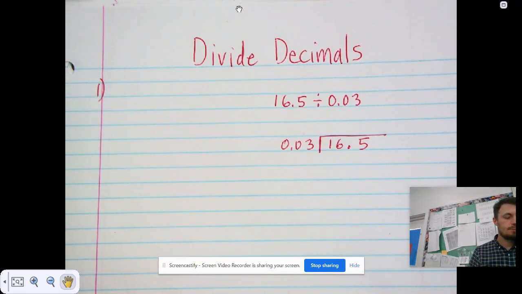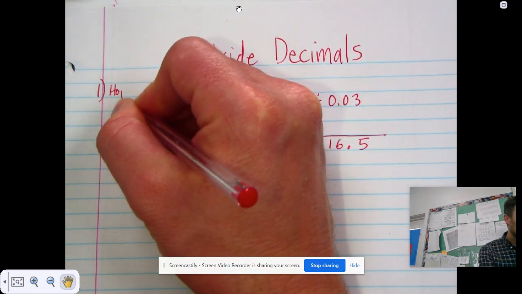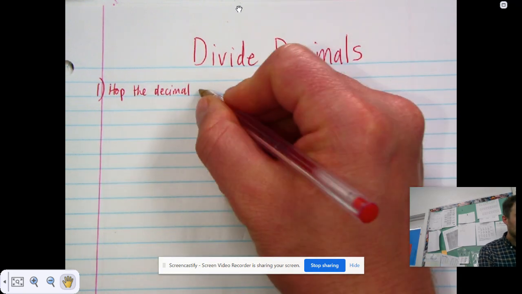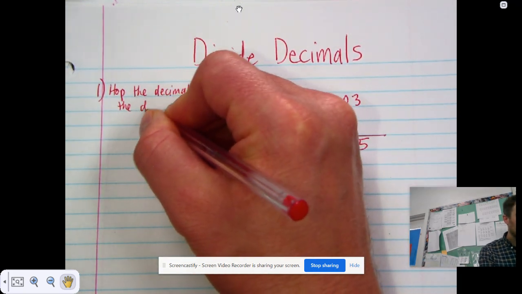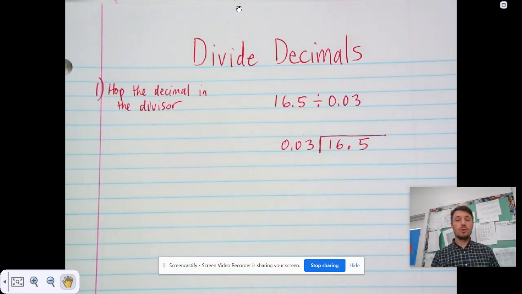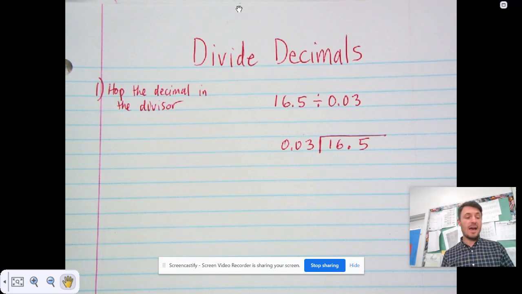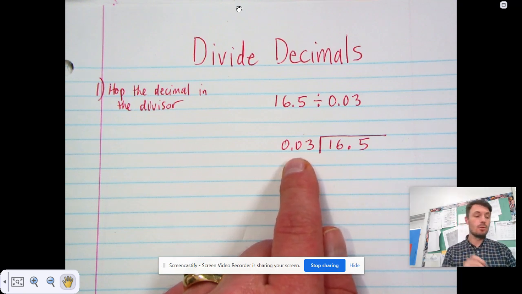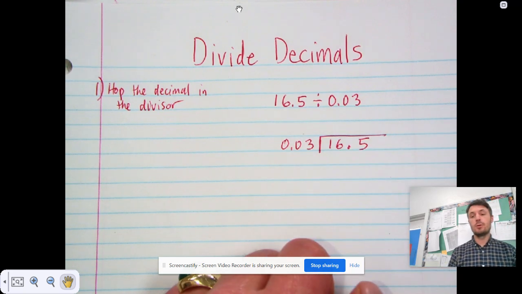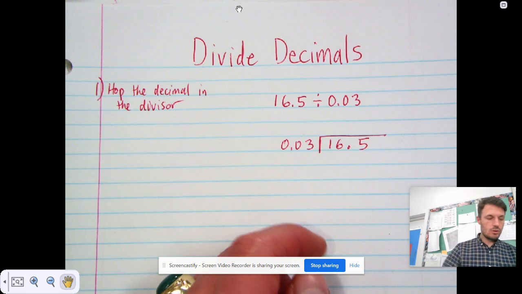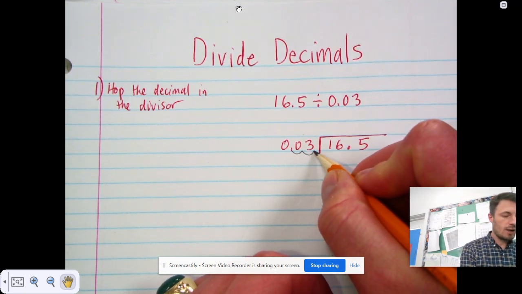Step 1 is hop the decimal in the divisor. What do I mean by hop the decimal? Well, actually, the divisor in a long division problem cannot have a decimal in it. So that decimal needs to hop over to the right. And it hops over as many times as it needs to get all the way to the right of the number. So it's going to hop over once, twice.